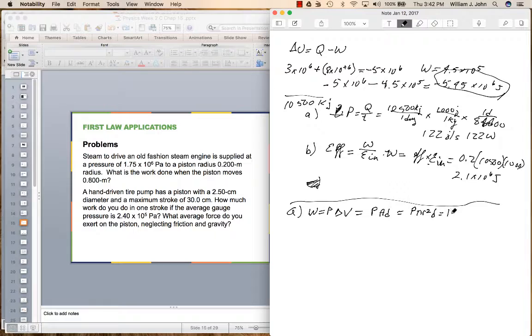And so this is going to be 1.75 times 10 to the 6th, and that's newtons per square meter, or pascals, times pi times 0.2 squared times 0.8. And if we do all this mathematical calculation here, we get 1.76 times 10 to the 5th joules.